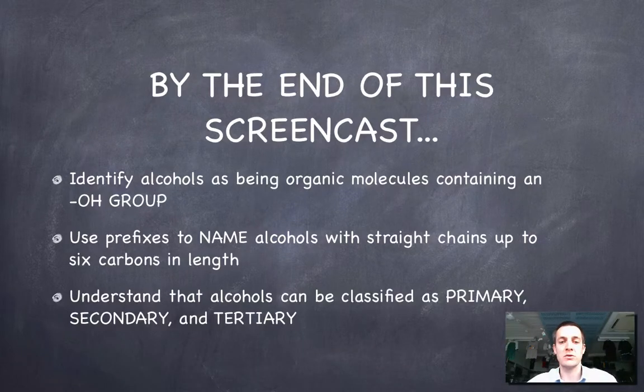And so these molecules are molecules that contain an OH group, so hopefully by the end of this film you'll be able to identify an alcohol when you see it, and you'll be able to name alcohols that are up to 6 carbons in length and have straight chains, and also you'll be able to classify alcohols into 3 different categories: primary, secondary and tertiary.